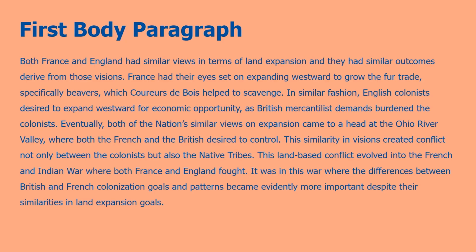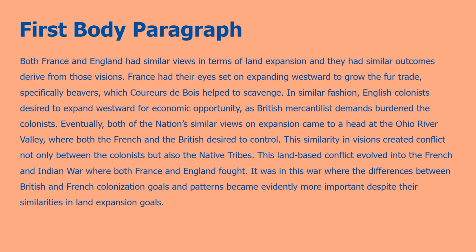Both France and England had similar views in terms of land expansion, and they had similar outcomes derived from those visions. France had their eyes set on expanding westward to grow the fur trade, specifically beavers, which Coeur des Bois, I think that's how you pronounce it, helped to scavenge. In similar fashion, English colonists desired to expand westward for economic opportunity, as British mercantilist demands burdened the colonists. Eventually, both of the nations' similar views on expansion came to a head at the Ohio River Valley, where both the French and the British desired to control.